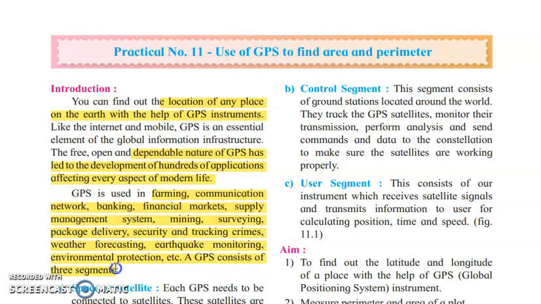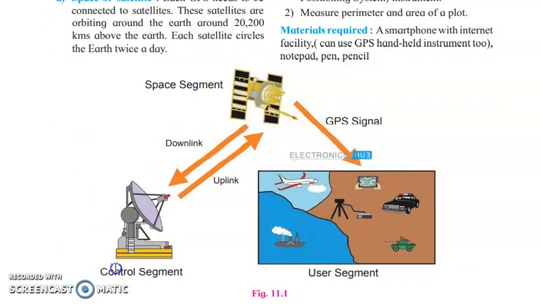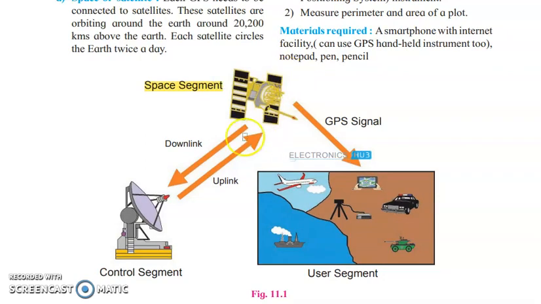Now, GPS is divided into three segments. First of all, have a look at this figure. Here you can see that there is a satellite. This is a space segment. This satellite that you see is your space segment. This is a control segment, which is on land, anywhere on the earth. And finally, the last one is your user segment.